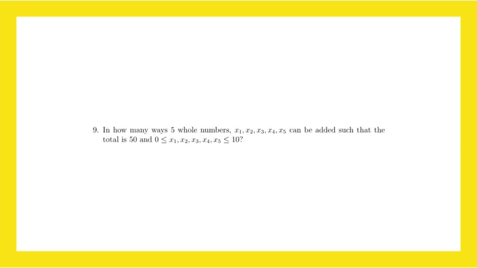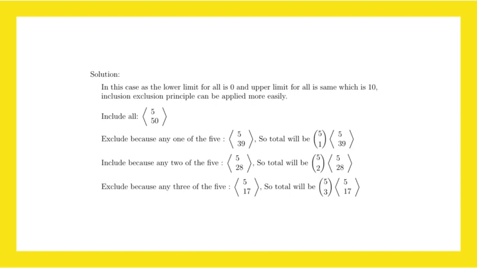Now let us see the next problem where there are upper limits for every variable x1, x2, x3, x4, x5. All of them to be added to become 50. As far as lower limits of all of them are concerned, they are 0. So we did not have to do the lower limit correction. So we can directly start thinking about final answer.